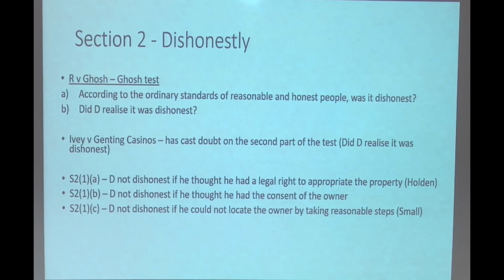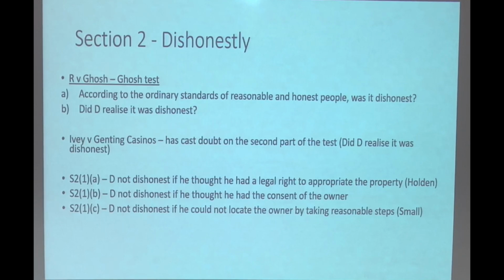The first bit is whether the ordinary person would think it was dishonest, and the second part is whether the defendant thought it was dishonest. And the jury have to ask themselves those 2 questions and look at all the evidence, obviously, to make those decisions. The first bit, the ordinary person, is generally seen as the objective part, because it's looking at what the ordinary average person would think. And the second part of the test, looking at the defendant thought, is subjective. So that's the 2 bits of phrasing they use for that.